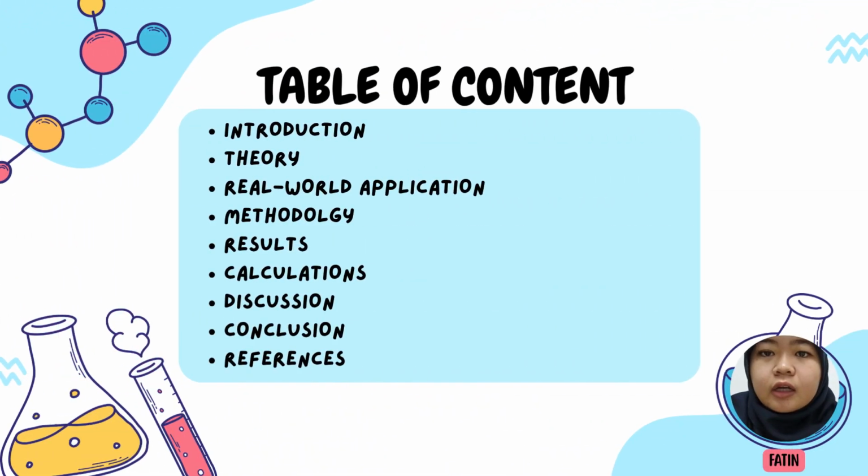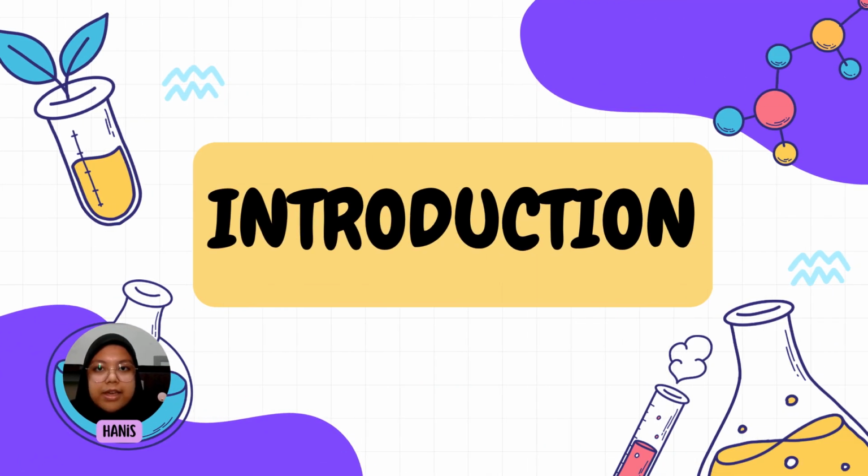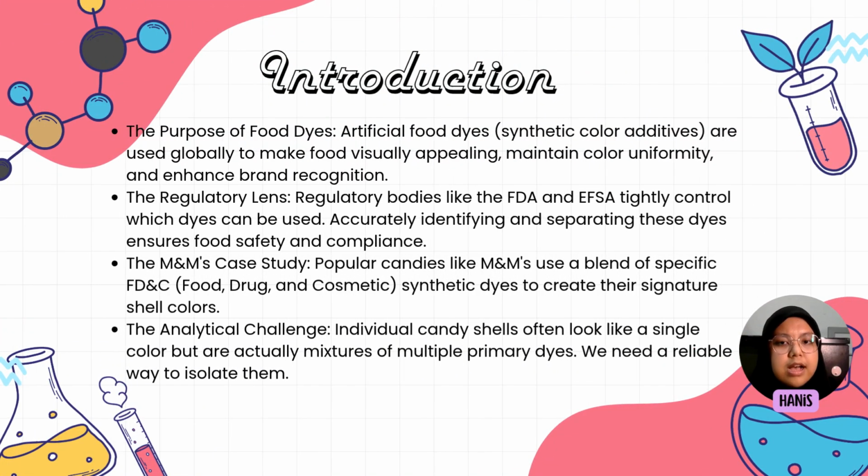Nurfatin Najwa. Introduction, theory, real-world application, methodology, result, calculation, discussion, conclusion, and reference. My name is Nur Alihanis binti Muhammad Kafi. My student ID is 2024933593. I would like to talk about the purpose of food dye as artificial food dyes.